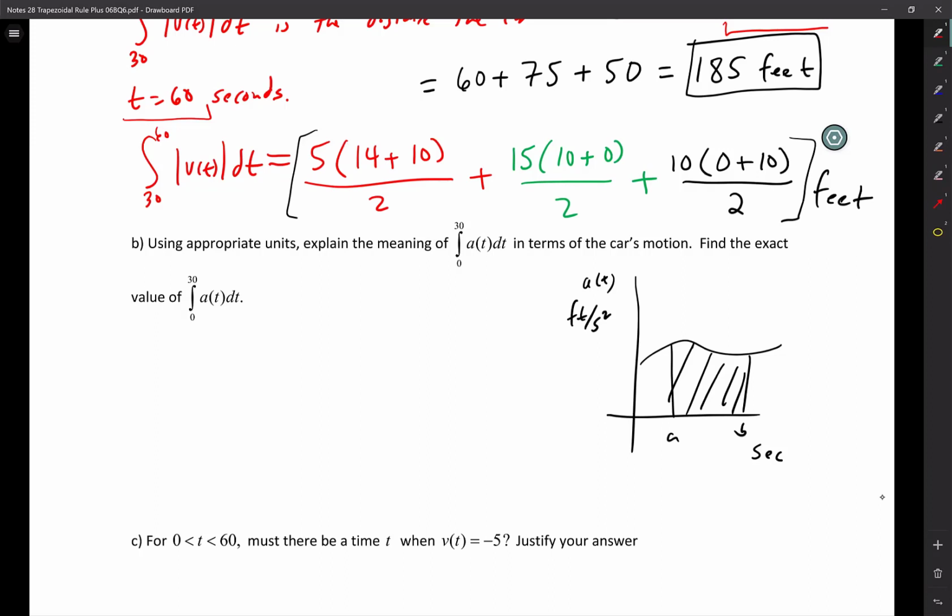I'm going to give you guys time. I'm going to tell you what to write. Area under acceleration curve tells you how much velocity has changed. And then in parentheses, write, it does not give you the velocity.